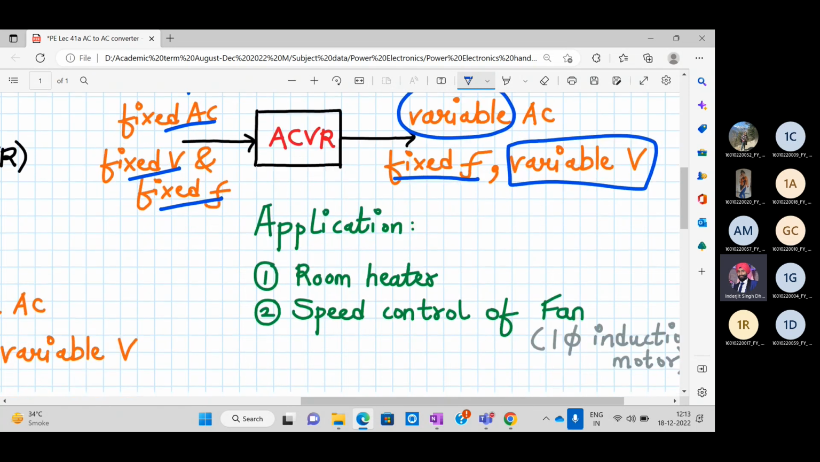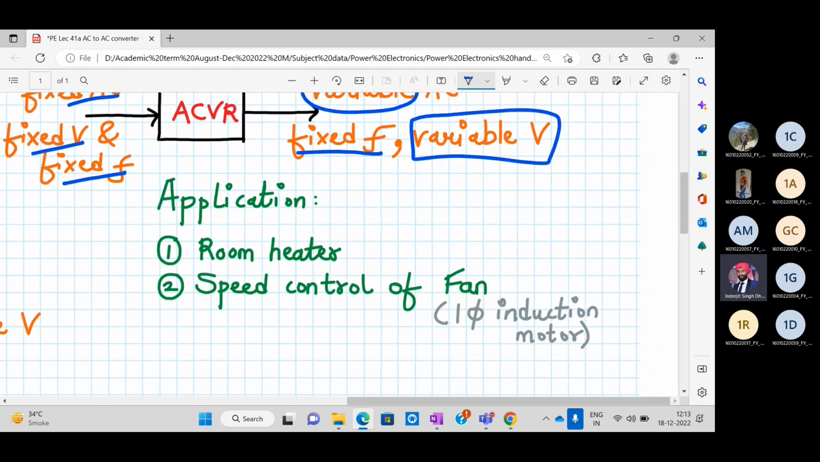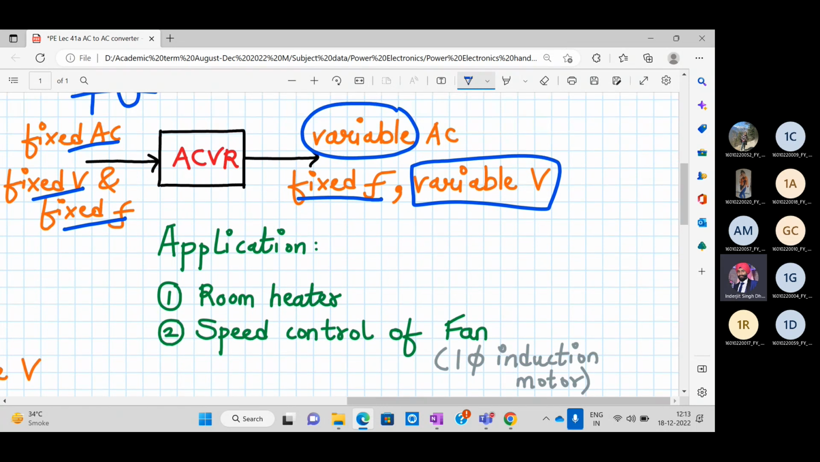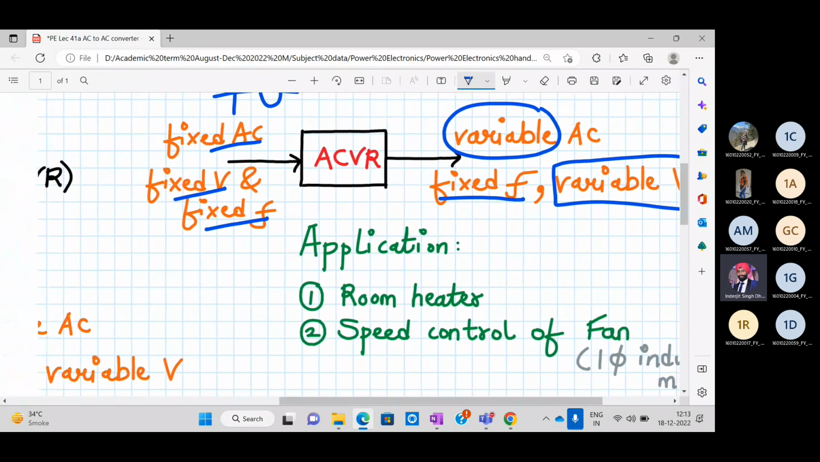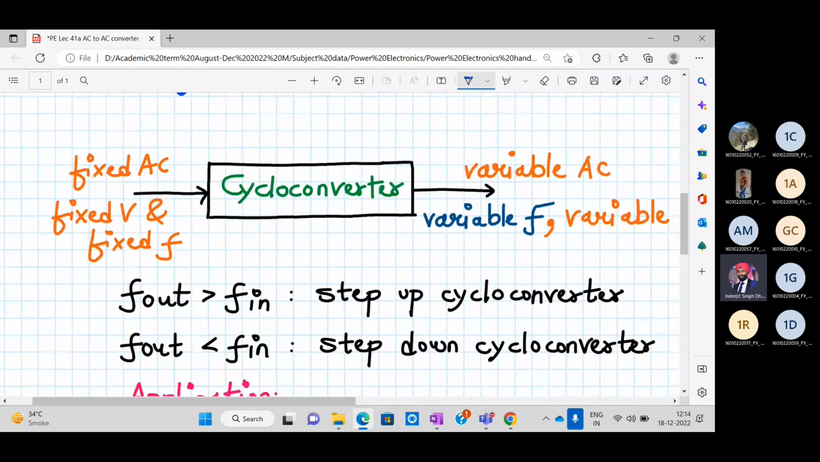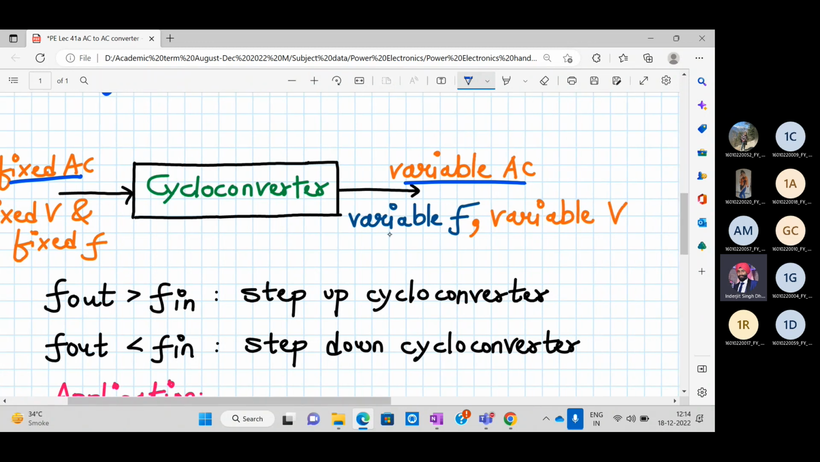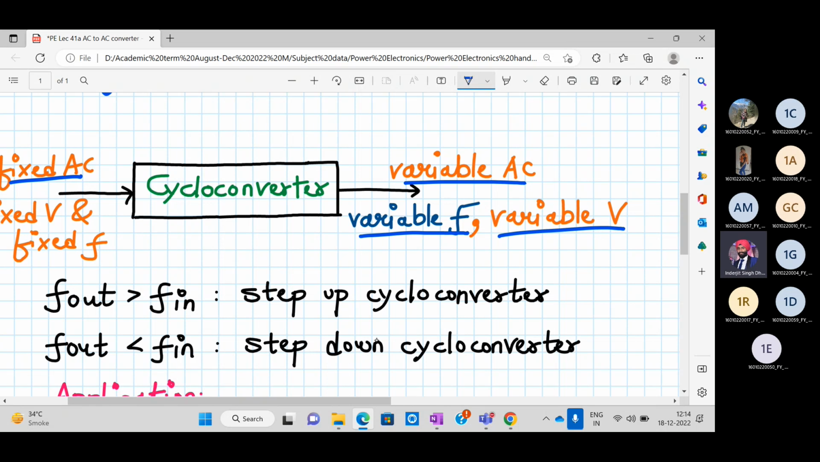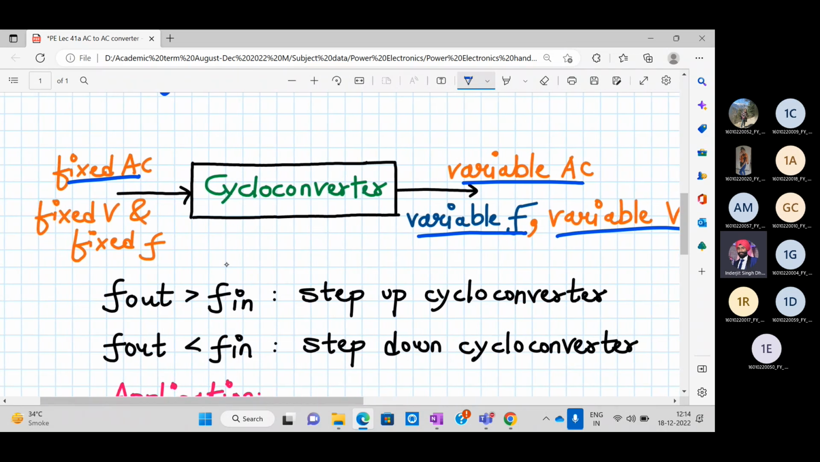These kinds of controllers are used in room heaters, and speed control of fans, that is single phase induction motors. All these controllers are used there. Then we have a cycloconverter. Again, we are converting fixed frequency into a variable frequency. Earlier in AC voltage controller, we had fixed frequency at the output. In cycloconverter, we can have a variable frequency as well as a variable amplitude. That is what is called a cycloconverter.